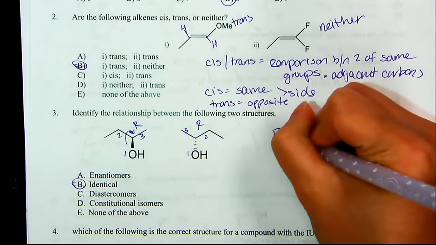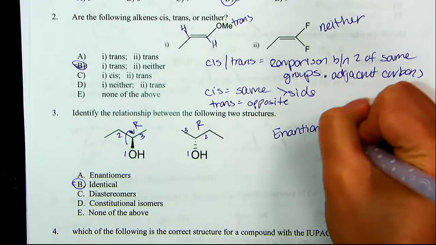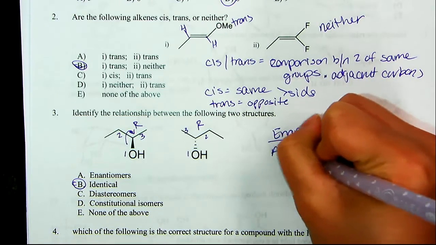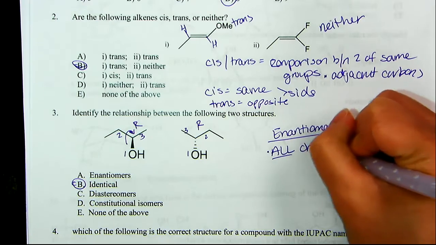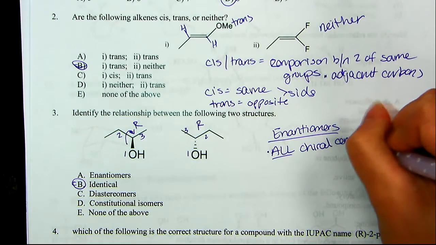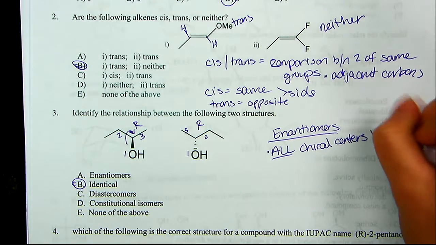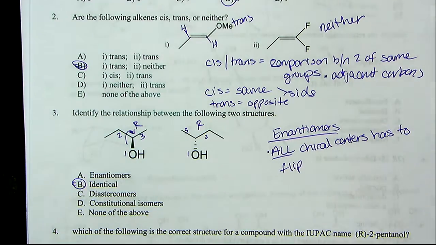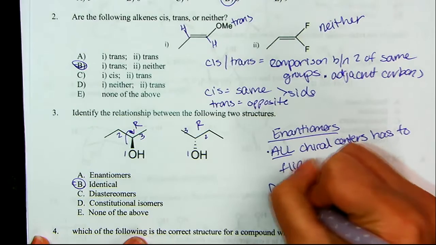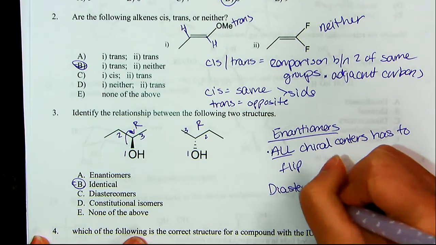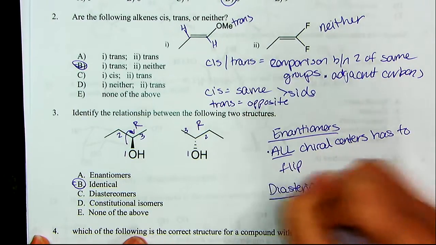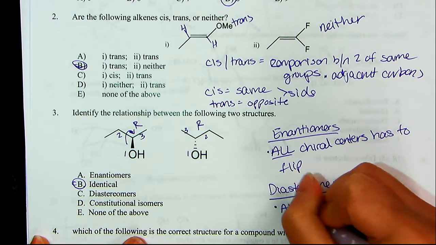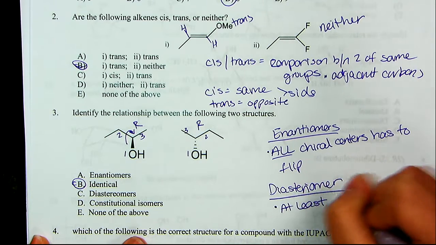So yeah, if they're enantiomers, all the chiral centers, and I say all chiral centers, and there's like 20 of them, all 20 of them have to flip. So it's R to S and S to R. So all of them have to flip, no matter how many carbons you have. Diastereomers, or however you pronounce it, if at least one of the chiral centers is the same.